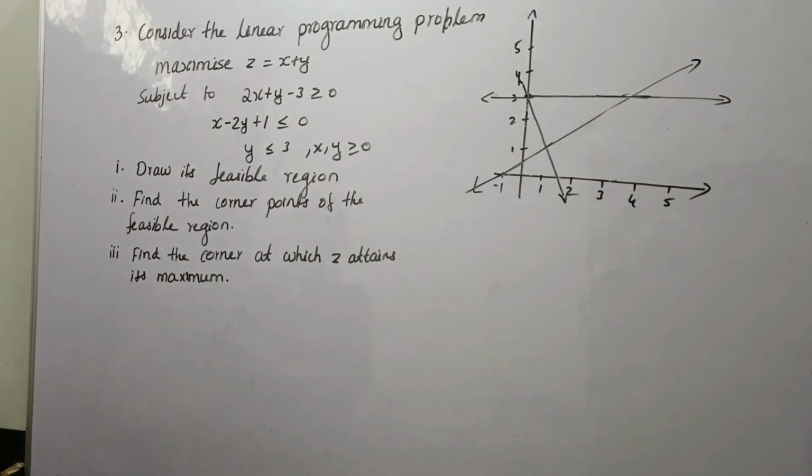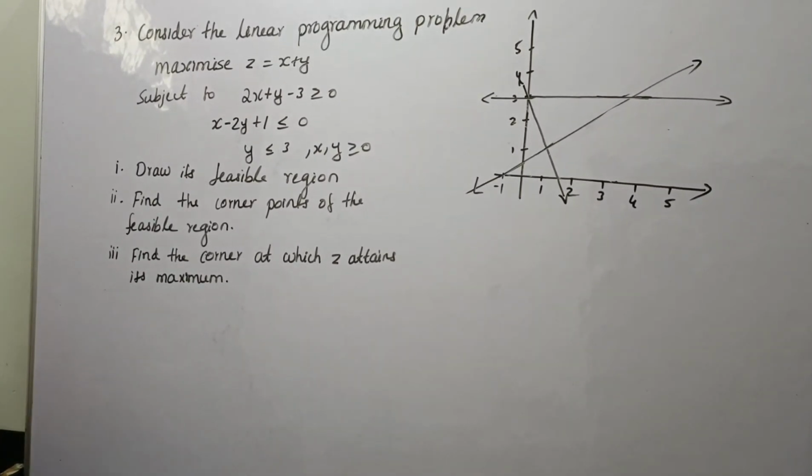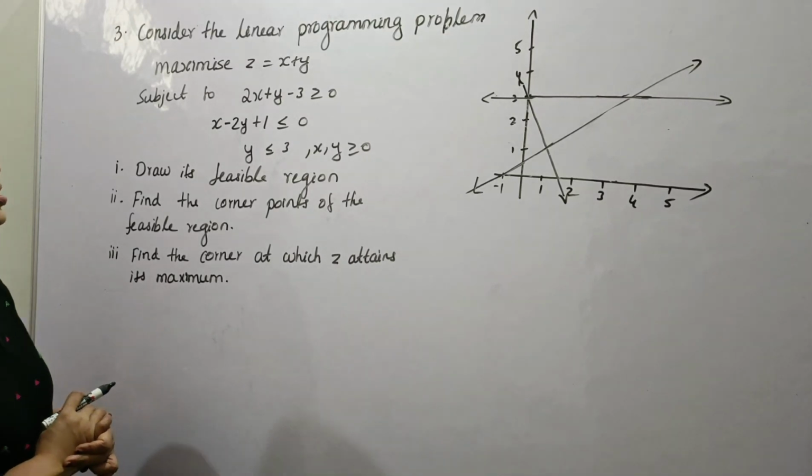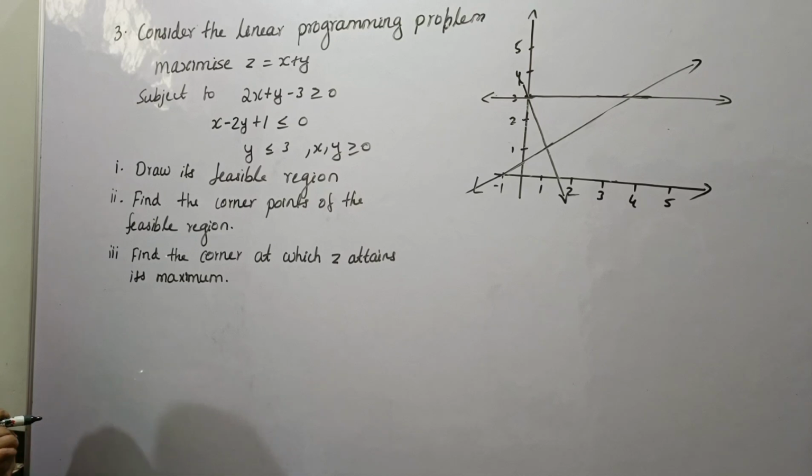Consider the linear programming problem. Maximize Z is equal to x plus y subject to 2x plus y minus 3 greater than or equal to 0, x minus 2y plus 1 less than or equal to 0, y less than or equal to 3, x, y greater than or equal to 0. Draw its feasible region. Find the corner points of the feasible region. Find the corner at which Z attains its maximum.